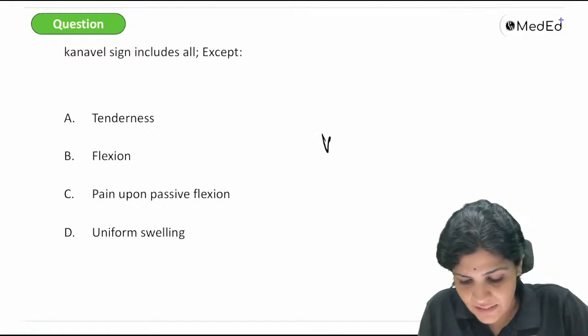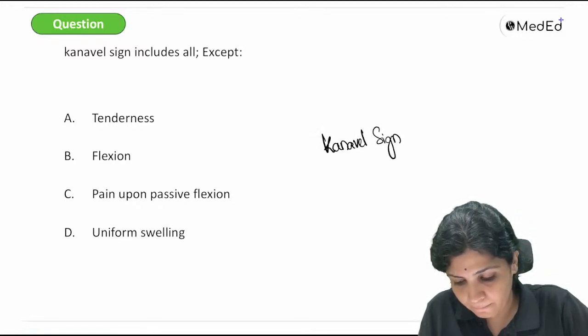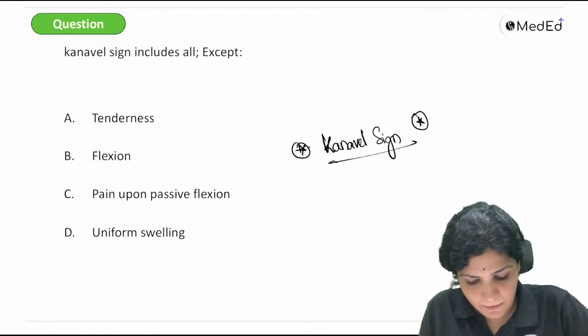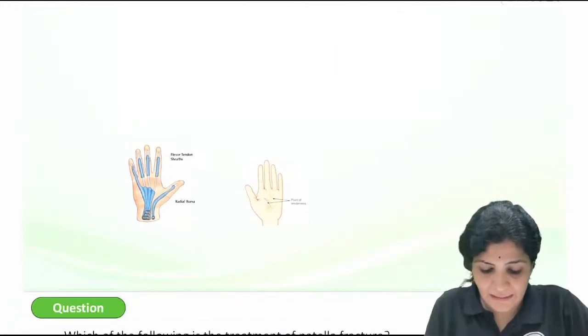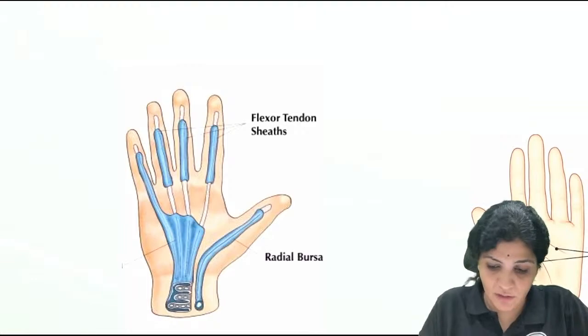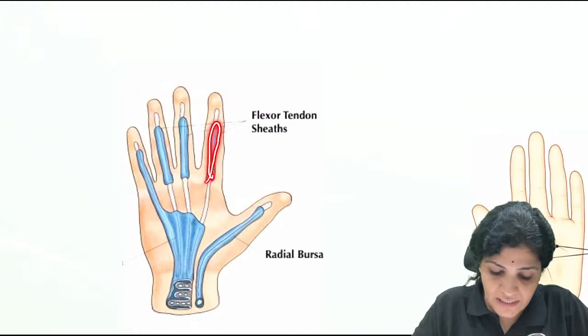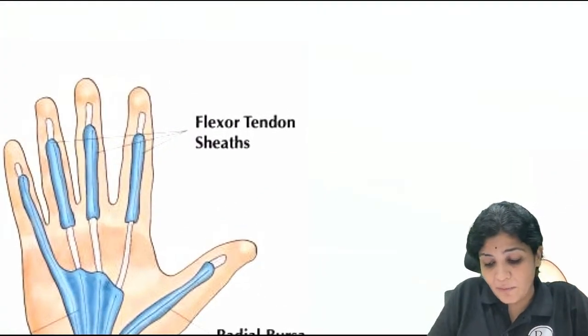So what is this Kanavel sign? Yes, correct. So Kanavel sign is nothing but the inflammation of the tendon sheath. So if you remember, these are the tendons, the flexor tendons, and these tendons are enclosed in the tendon sheaths. So these tendon sheaths, whenever they get inflamed, they produce this Kanavel sign. So what are the Kanavel signs?